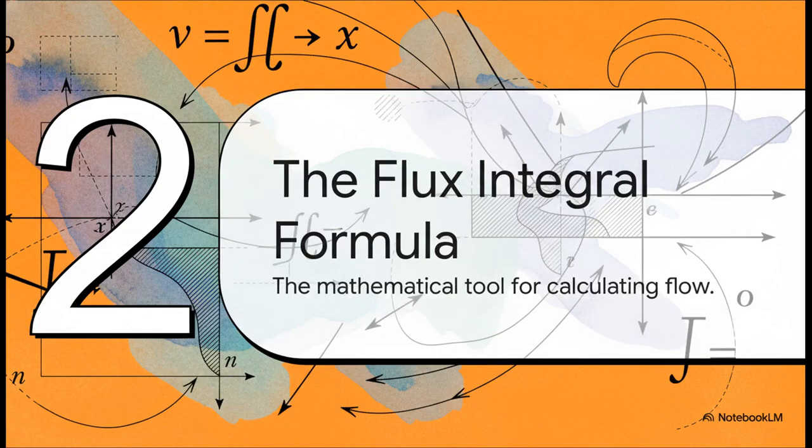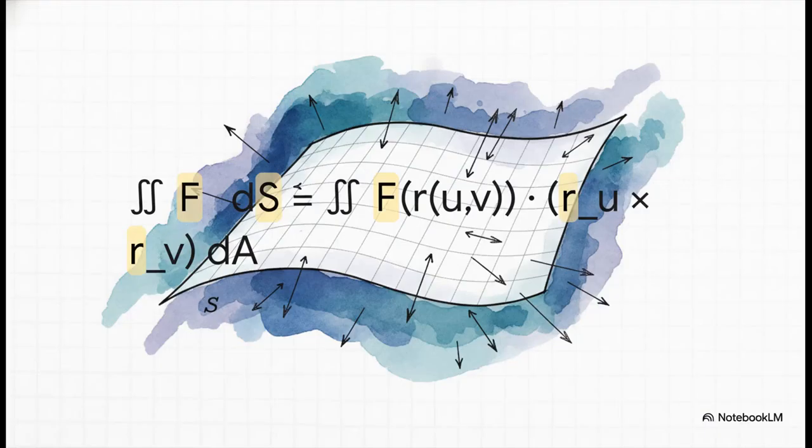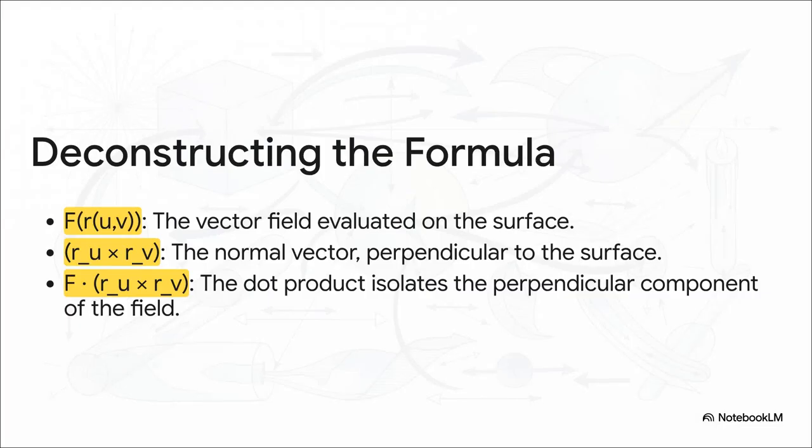All right, now that we've got the concept down, let's look at the mathematical tool we actually use to calculate this perpendicular flow. And there it is, the flux integral. I know it looks a little intimidating with the double integrals and that cross product, but stick with me. We're going to unpack it piece by piece. The coolest thing about this formula is that every single part directly relates back to that physical idea we just talked about. So let's break it down.